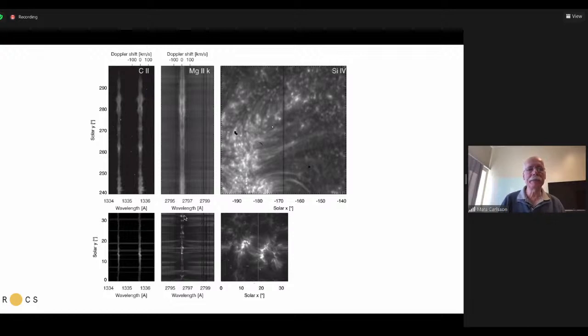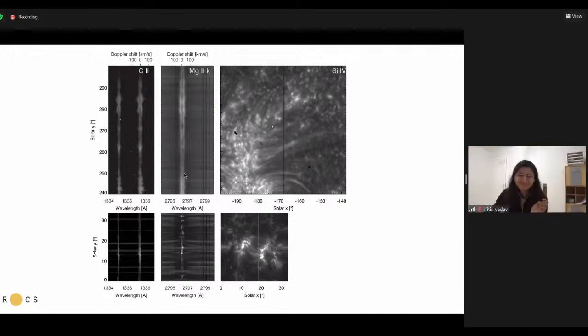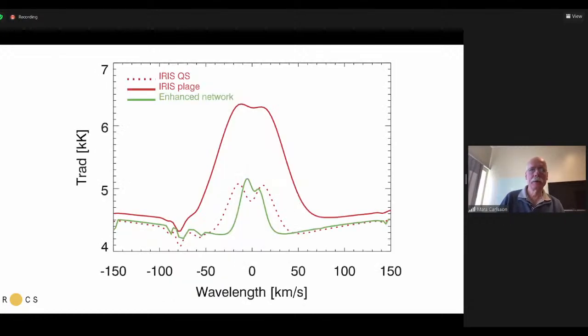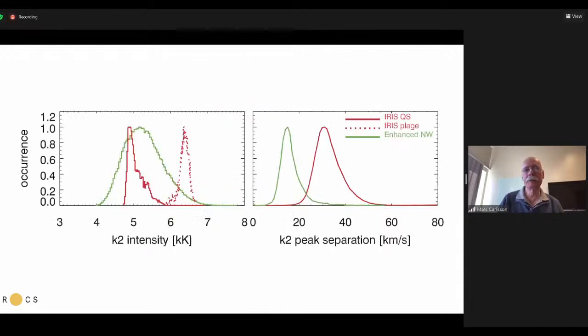And here in the magnesium, we see that the line is rather narrow compared with the observations, but it has some similarities. And also here we have the carbon 2 line. Again, it's a bit too narrow. So this is now showing the observed in the plage and in the quiet sun, and this is in one of the simulations. It's more or less similar in intensity, but it's too narrow.